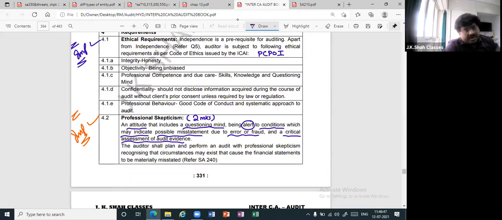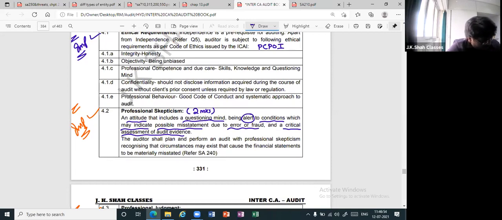that ultimately this audit evidence does not seem to be that reliable. For a simple example, what if management intervenes in external confirmation? Then it is not reliable. The auditor shall plan and perform audit with professional skepticism, recognizing the circumstances that may exist that cause the financial statements to be materially misstated. In other words, I was talking about SA 240. There are those possibilities which indicate fraud, for example some documents which are missing. So he must be professionally skeptical whenever he's checking the financial statements.